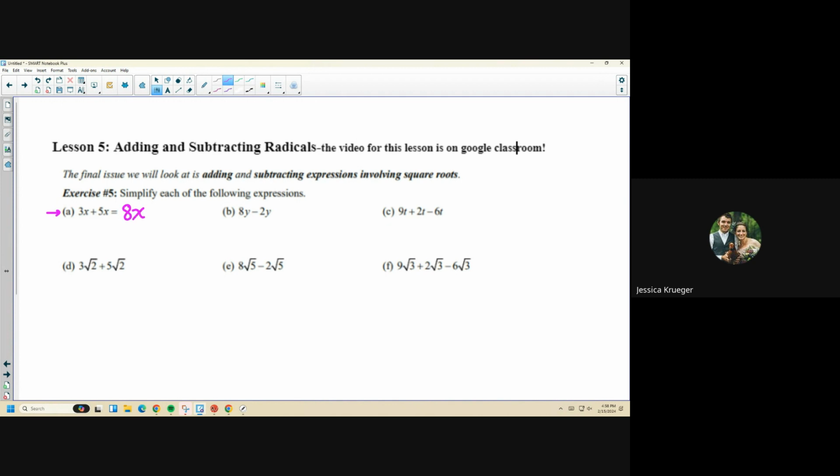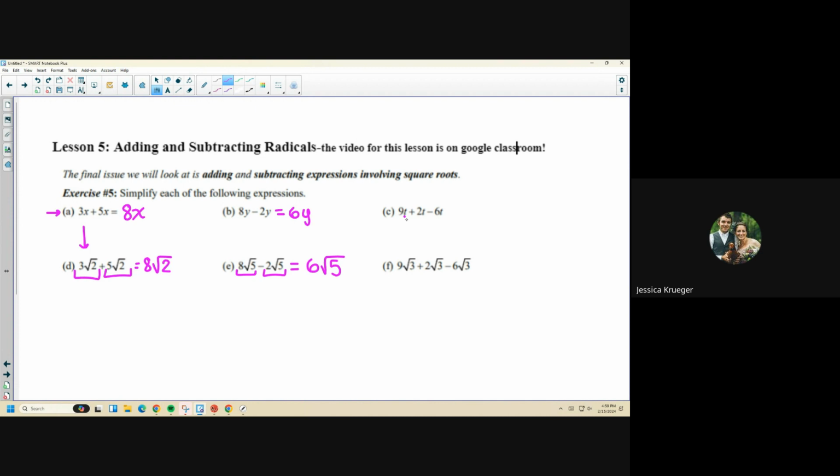Well, radicals, let's look down here, are very similar. This is saying I've got 3 radical 2's, and I'm going to add 5 more radical 2's to it. So that means altogether I will have 8 radical 2's. Let's try the next one, B. 8y's minus 2y's gives me 6y's. So 8 radical 5's minus 2 of those radical 5's will give me 6 radical 5's.